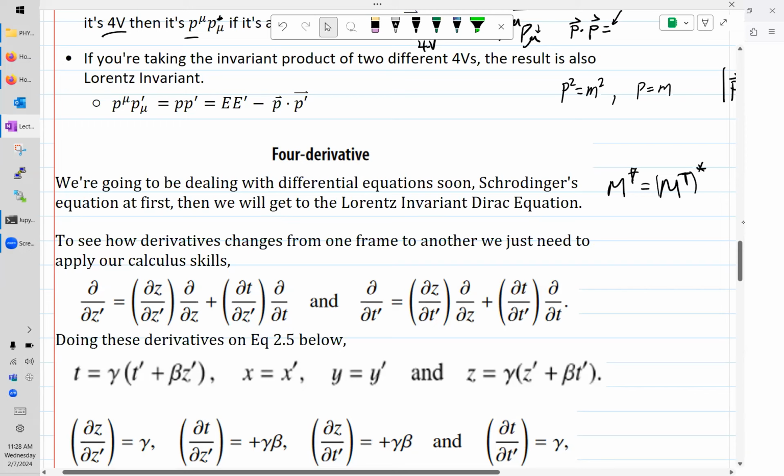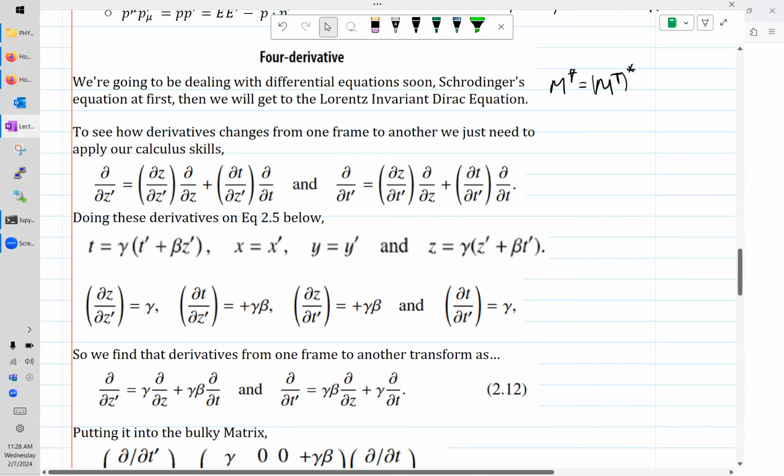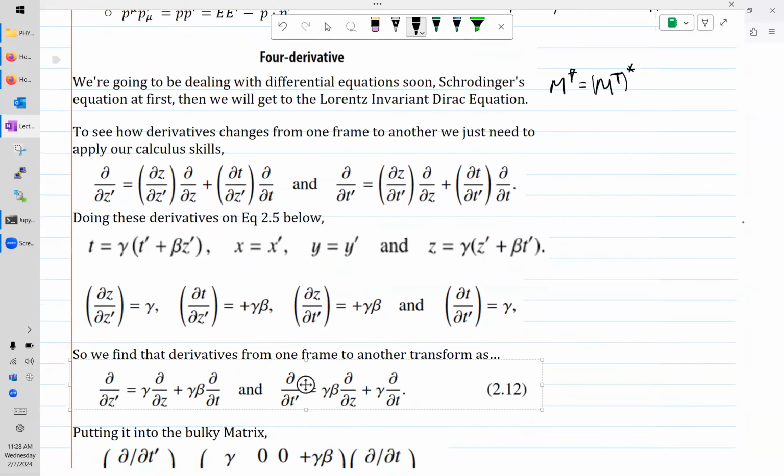Okay, so let's finish up this just to show you a little bit more mathematics that you can do, and we're going to see how this will become very useful when we get into the next chapter. There are also 4 derivatives, meaning you can take derivatives of things and have them also be contravariant and covariant. And if you take 2 derivatives, then the 2 derivatives will actually be a Lorentz invariant also.